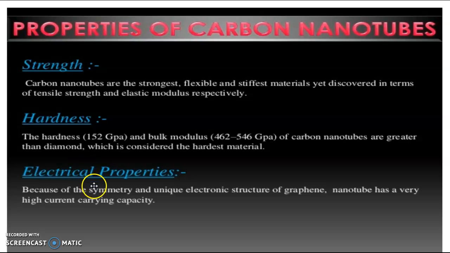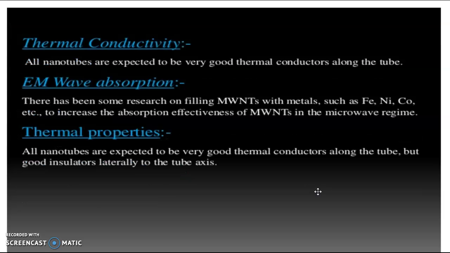Next, the electrical properties. Because of the symmetry and unique electronic structures of graphene, it acts as a good electric conductor. Next one is the thermal conductivity. All nanotubes are expected to be very good thermal conductors along the tube. Next one is electromagnetic wave absorption.